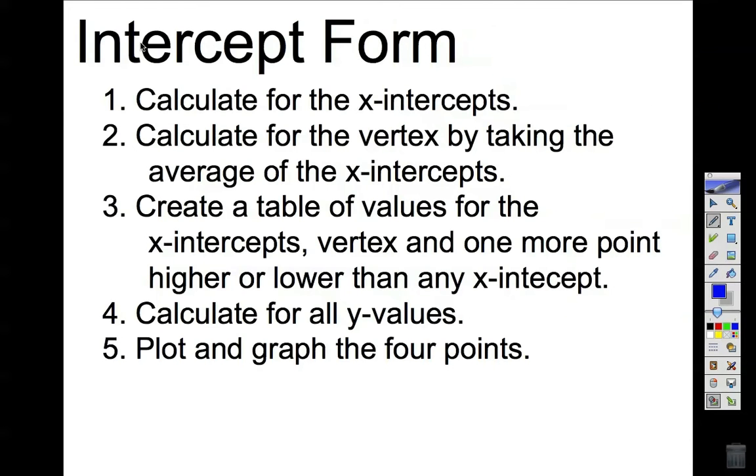What if our equation is in standard form? What we're going to do is calculate for the x-intercepts, then calculate for the vertex by taking the average of the two x-intercepts. Since this is a quadratic, there's at most two x-intercepts. We're going to create a table of values for the x-intercepts, vertex, and 1 point higher or lower than the x-intercept, literally in the table of values. Calculate for all y values, and then plot the graph of 4 points. And I'll get to in a bit what I mean by 4 points. Let's get started then.